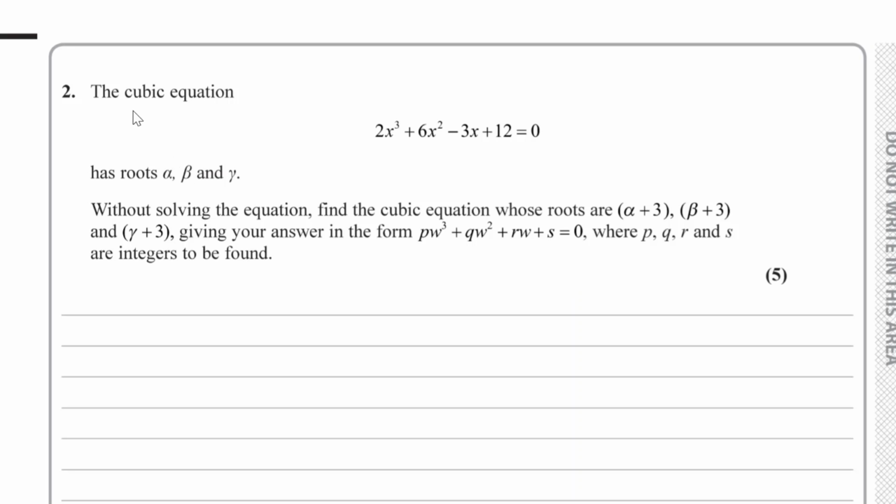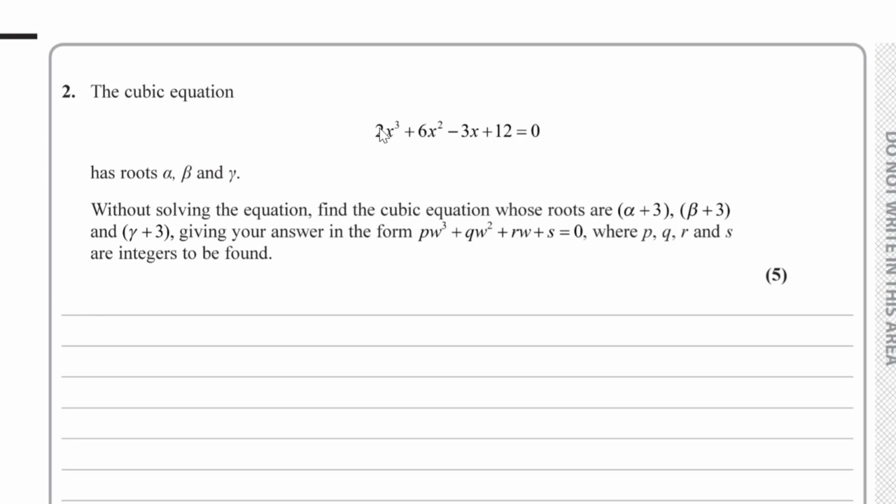Question number 2. The cubic equation 2x cubed plus 6x squared minus 3x plus 12 equals 0 has roots alpha, beta and gamma. Without solving the equation, we have to find the cubic equation whose roots are alpha plus 3, beta plus 3 and gamma plus 3, giving an answer in the form pw cubed plus qw squared plus rw plus s equals 0, where p, q, r and s are integers to be found.